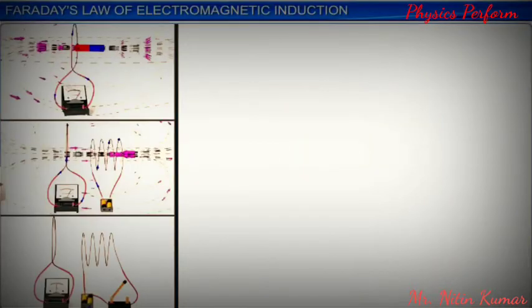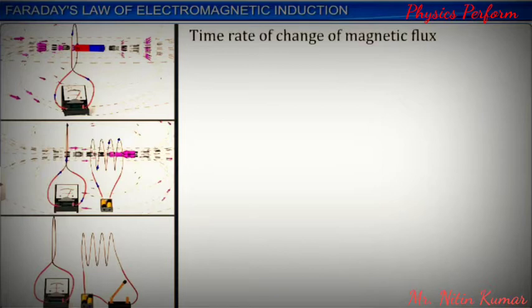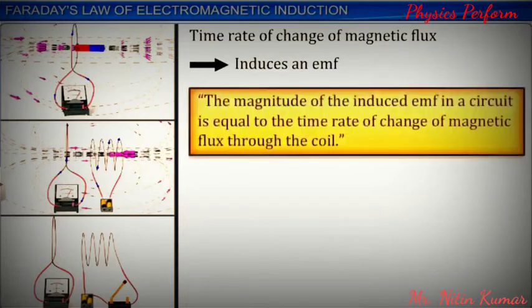From the observations of these 3 experiments, Faraday concluded that the time rate of change of magnetic flux through a closed coil induces an EMF through it, and stated Faraday's law of electromagnetic induction. The magnitude of the induced EMF in a circuit is equal to the time rate of change of magnetic flux through the coil. We can put this law in the form of a mathematical equation. E is equal to minus d phi b divided by dt. Let this be equation 3.